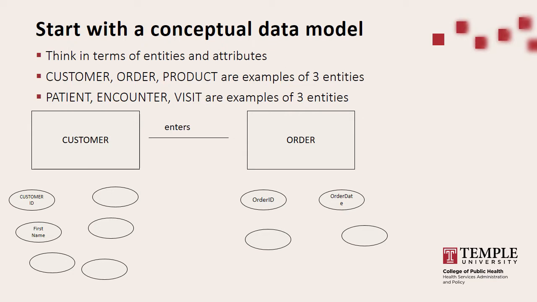And then you would do the same thing for the order. You would have an order ID. What else is an attribute of the order? Well, there's the date that the order was placed. It could be the customer ID that placed the order, the total number of products, the total cost, each product in the order, and so on.